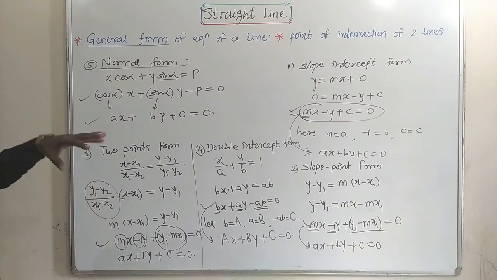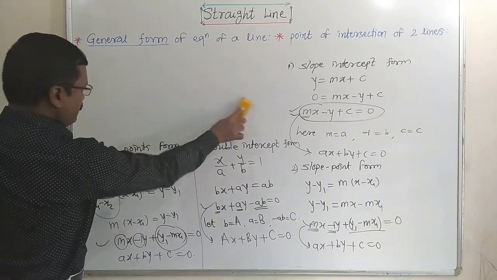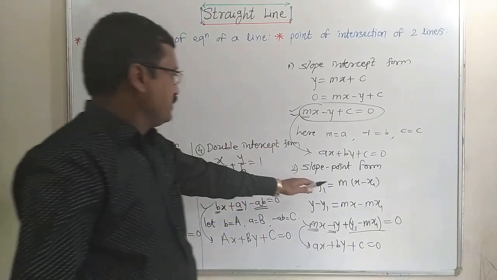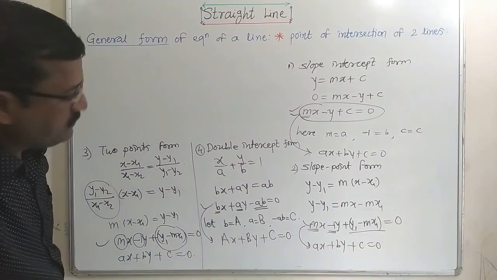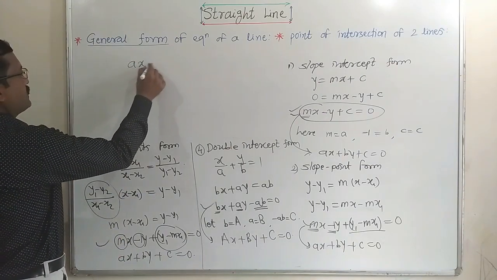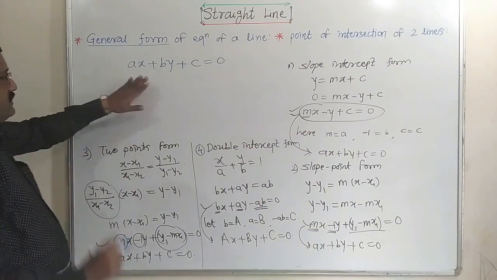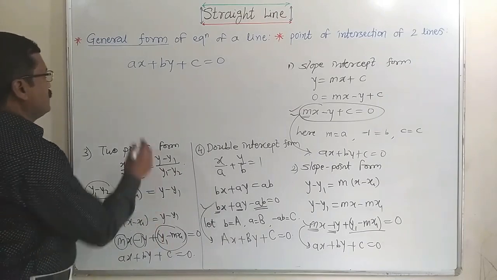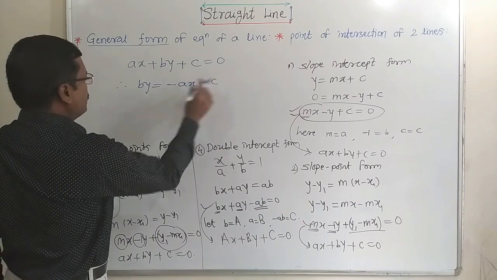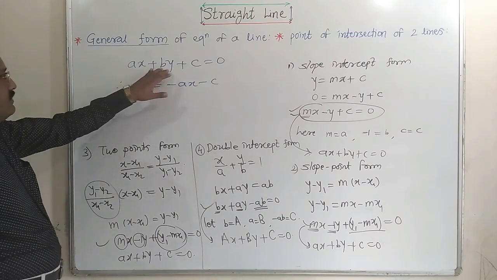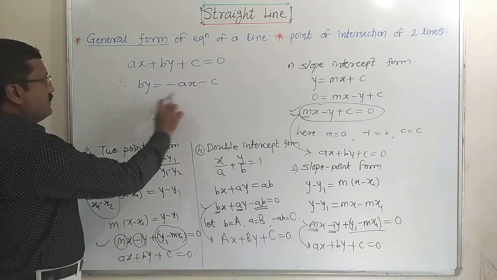Now let us think about this general form in reverse way. We will start with the general form and find the slope or intercept of the line. If the equation of line in general form is Ax plus By plus C equal to 0, then we will write this equation in slope intercept form. For that we write By equal to minus Ax minus C. What we have done here? We have kept By to the left and taken Ax and C to the right.